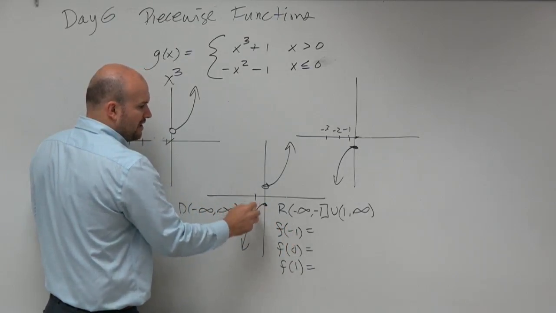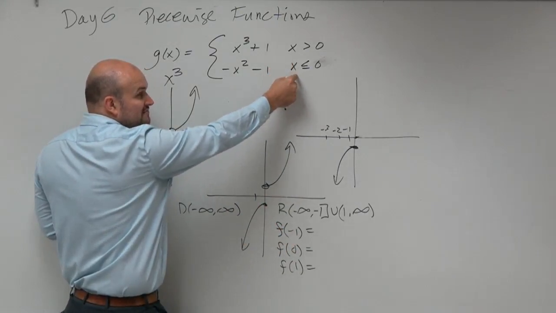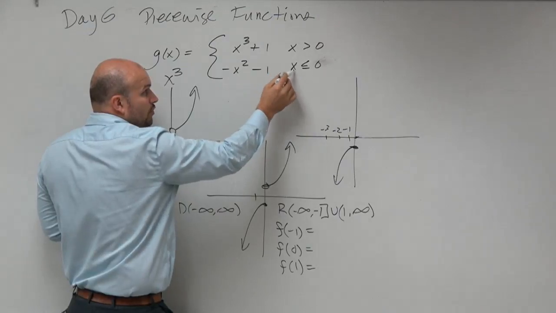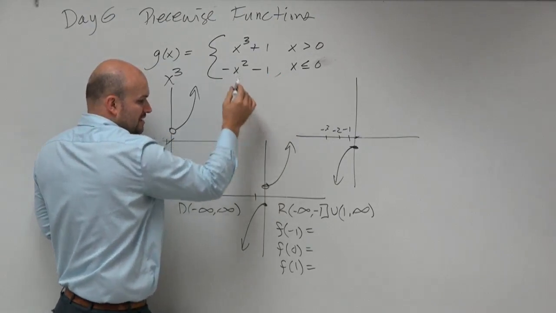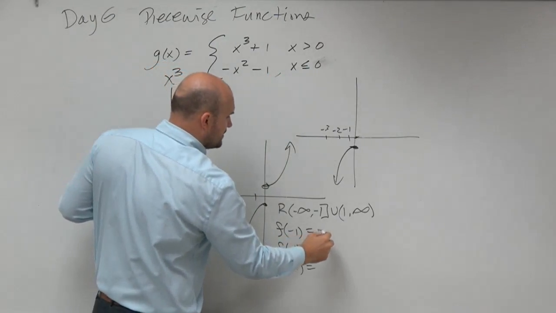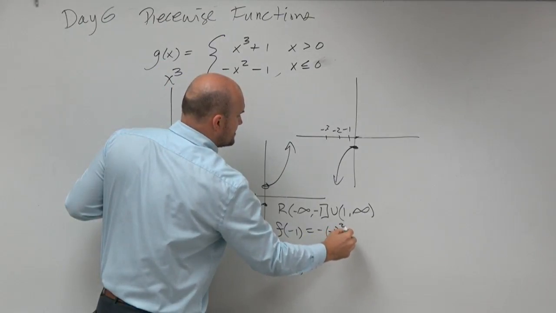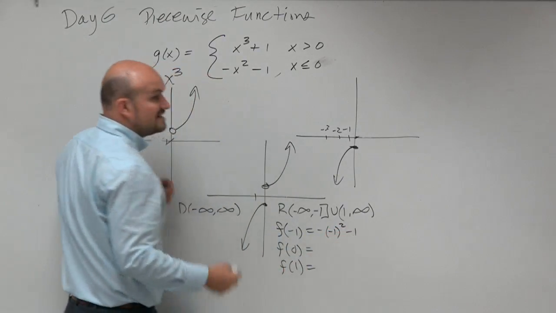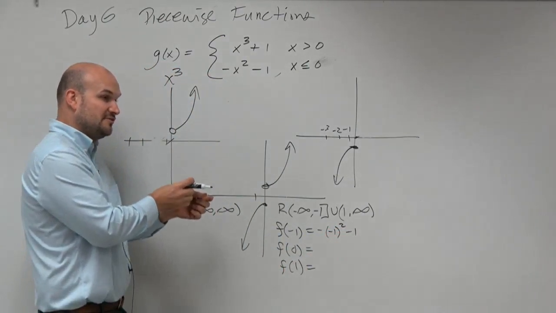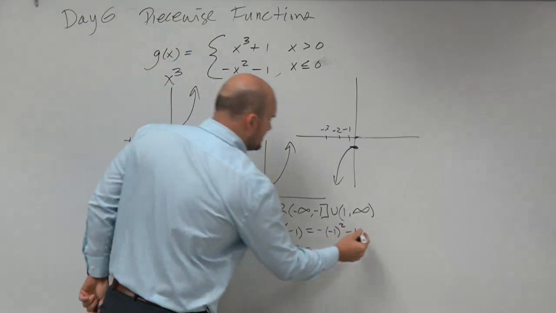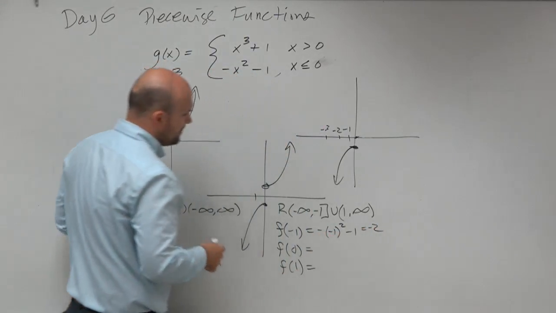If we're looking to evaluate f of -1, it makes sense, guys, that -1 is for this function. This function is for only values that are less than or equal to 0. So you're just going to plug -1 into there. Just make sure you guys use parentheses. It's -1 squared and then times a -1. And you can see that that value is going to equal -2.